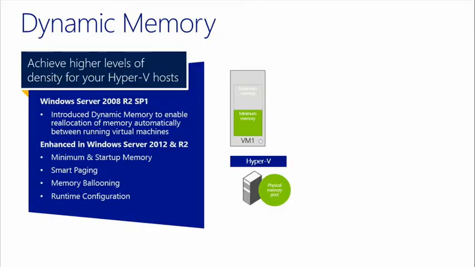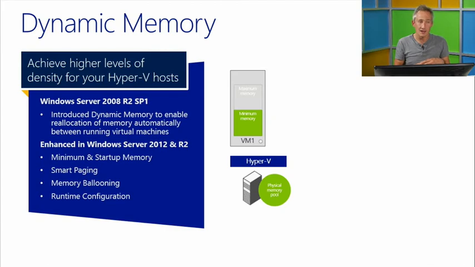When we think about memory, we touched on earlier, how can we increase the density from a virtualization perspective? How can we increase the number of virtual machines we can achieve on a single Hyper-V host? And in 2008 R2 SP1, we introduced dynamic memory that enabled us to balance the memory given and taken from running virtual machines depending on what they were doing. So I could assign a minimum and a maximum memory to the virtual machine, and Hyper-V would just manage throughout that VM's lifecycle how much memory that VM had at a particular point in time.